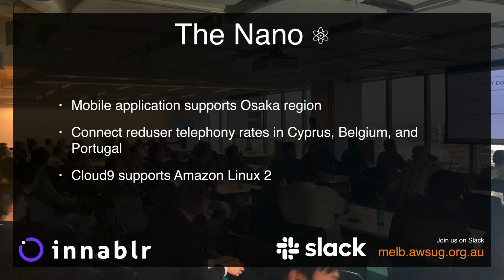I just had to look through this quickly and picked something out, and I'm being very mean to Cyprus, Belgium and Portugal. Amazon Connect reduced their telephony rates for those 3 countries by a bit, and it's not really worthy of a huge announcement, I don't think. Not for us in Australia, for sure. Mine was Amazon Linux 2 for Cloud9. I mean, come on. Everybody has been using Amazon Linux 2 for the last 3 or 4 years. What have we been waiting for? Except for AWS.